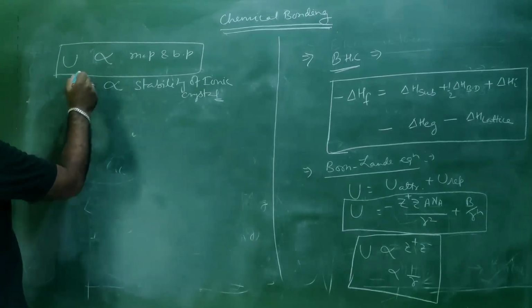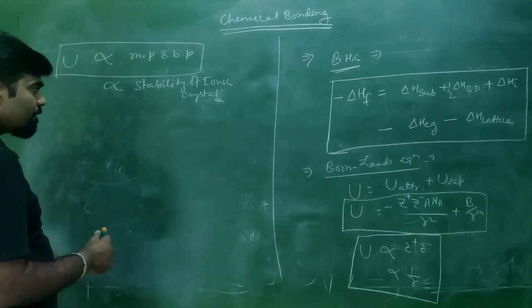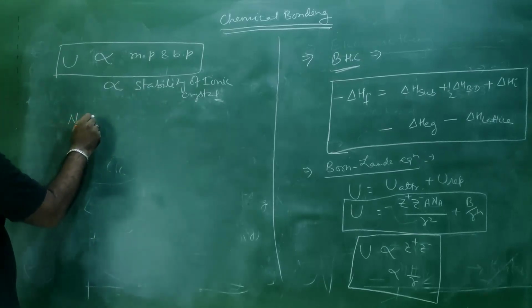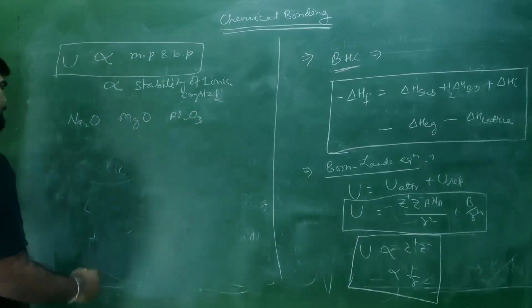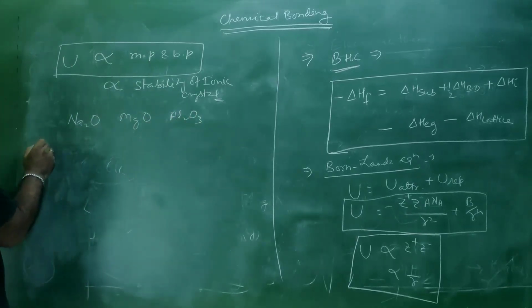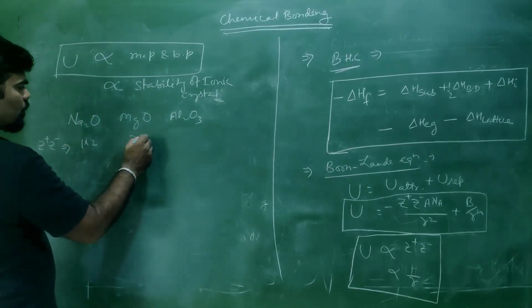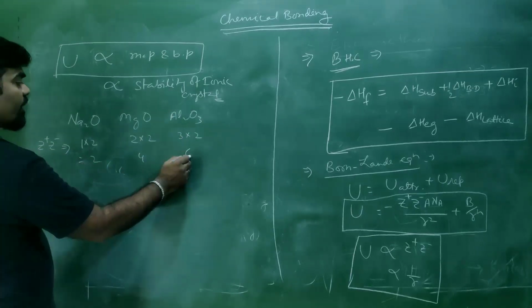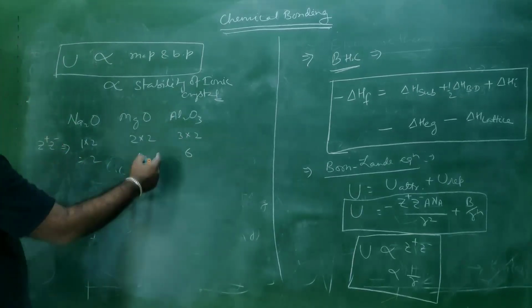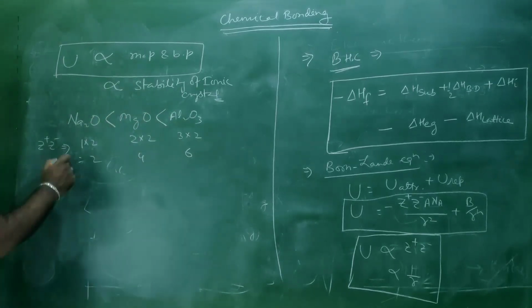Now, this variation of U depends upon radius as well as Z plus and Z minus. Suppose we have Na2O, MgO, and Al2O3. If you see the value of Z plus and Z minus, the product for Na2O is 1 into 2, for MgO it is 2 into 2, and for Al2O3 it is 3 into 2. So over here 2, over here 4, over here 6. Where is Z plus Z minus more? In Al2O3. Therefore, Al2O3 will have a higher value of melting and boiling point than MgO and Na2O.